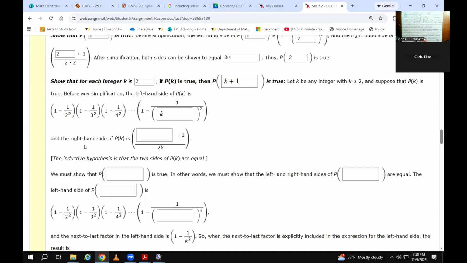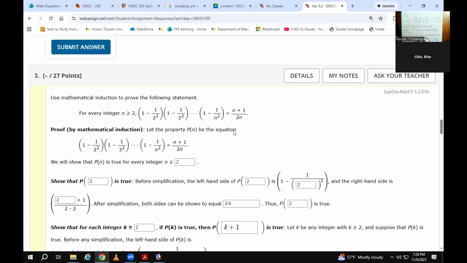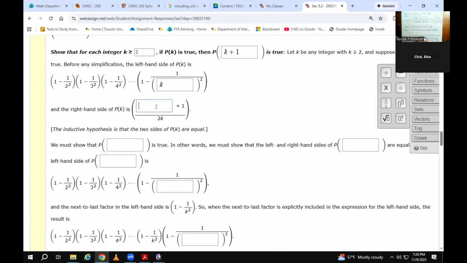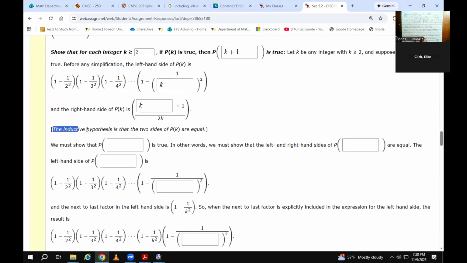All right, and then the right-hand side of P of K. You can scroll up and look at P of N. We're just plugging a K in there and a K in there and a K in there when we're trying to find P of K. So what's the right-hand side of P of K? The right-hand side is K. So the inductive hypothesis is that these two sides of P of K are equal.